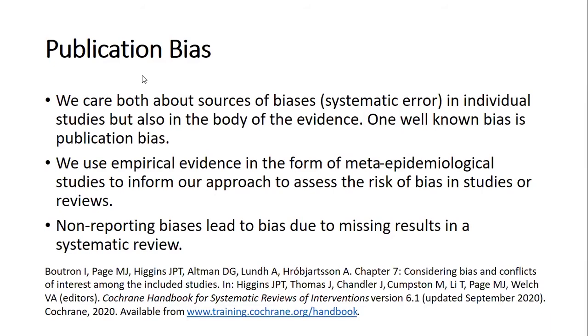A very good example is publication bias. Like I already mentioned, if you get a positive or significant result in a study, it's more likely to be published. It's more likely to be published in English. It's more likely to be published in a famous journal. So it is important when you run the review that you have strategies in place to minimize that bias.